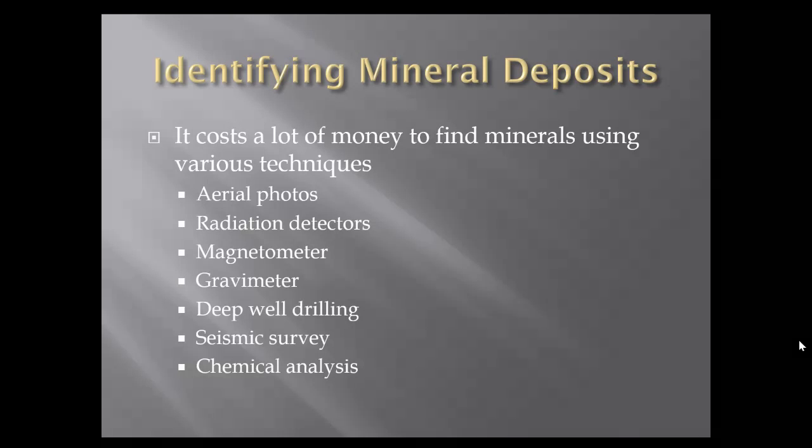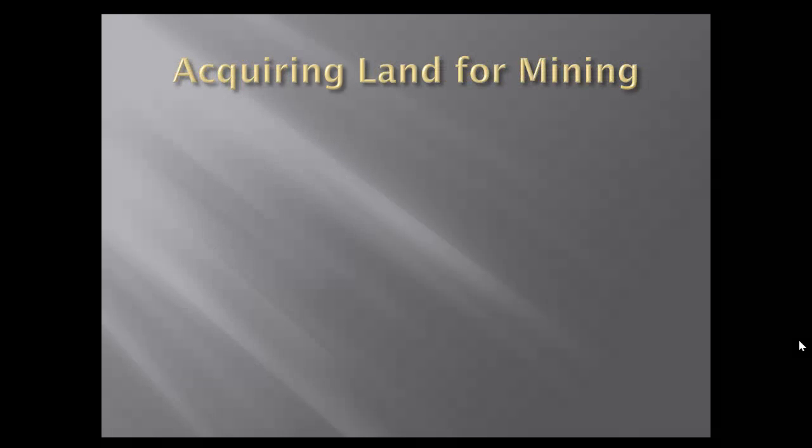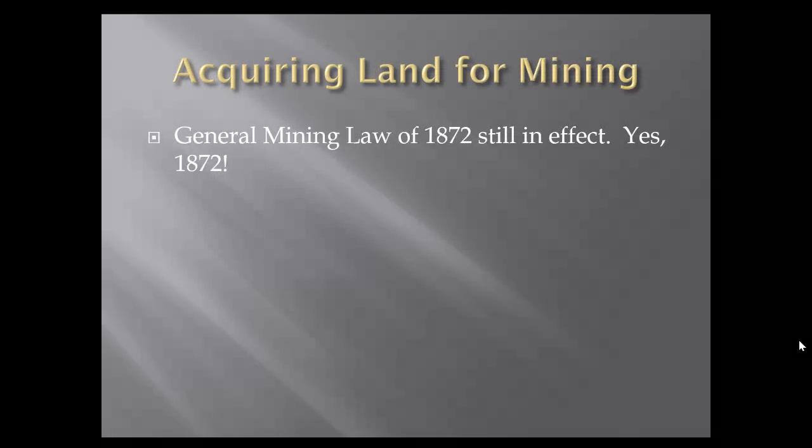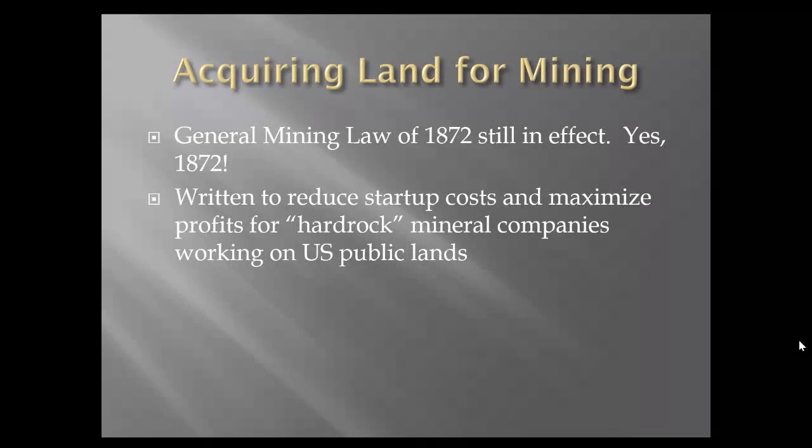So in order to try to make it a little less expensive, the US government made a law a long time ago. It's the General Mining Law of 1872. And believe it or not, it is still in effect. It has never been rewritten. Other laws about mining have been written, but this is still the law of the land. And it was written because mining is so expensive. The startup costs are huge. So they wanted to make at least acquiring the land for mining less expensive.